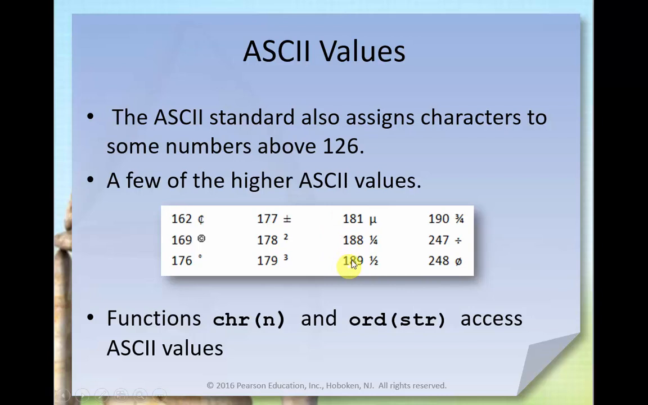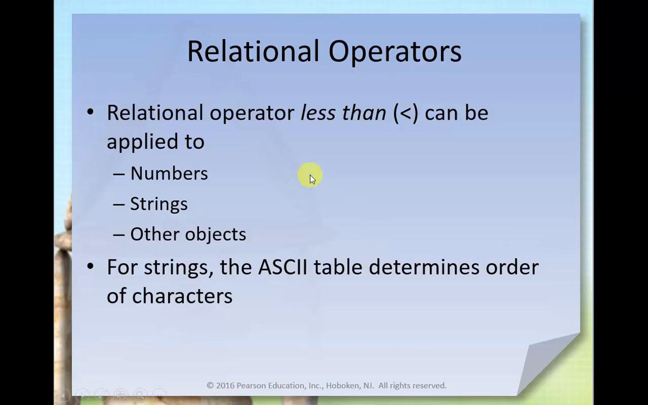So the relational operators, nothing new here. Less than, greater than, these things apply to numbers. They can apply to character strings as well, and that's done more in an alphabetical constraint. So cat is less than dog because alphabetically it comes before. That's typically the best way to think about it. We'll cover the exceptions here, but the ASCII table really is going to determine what things come first.